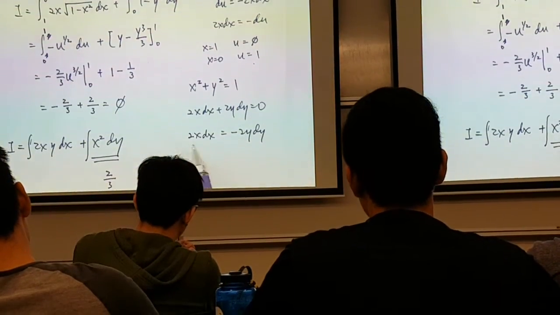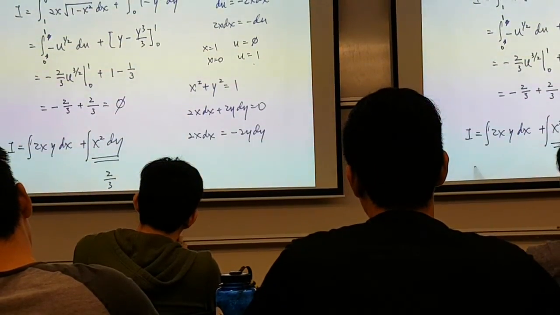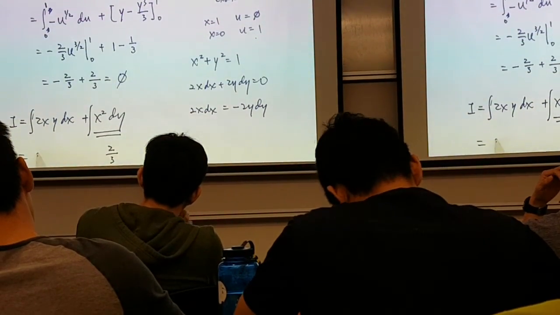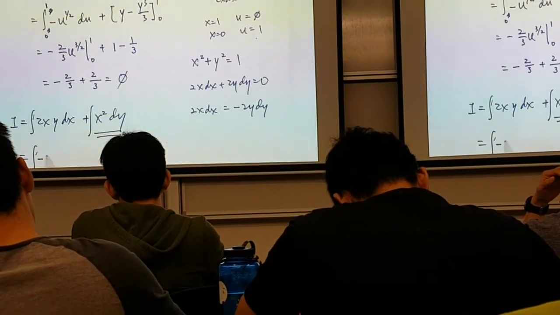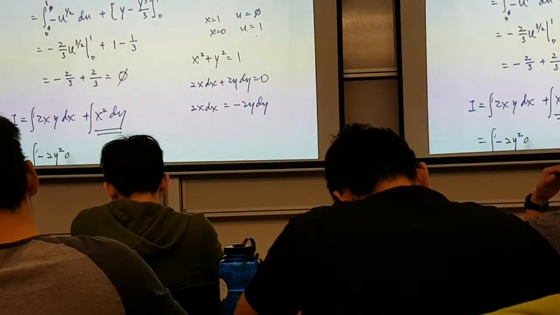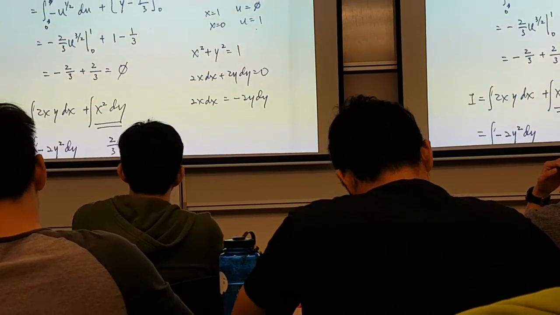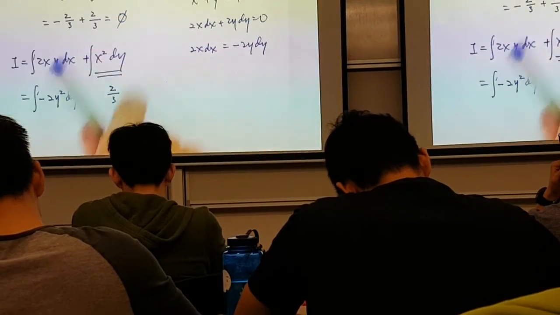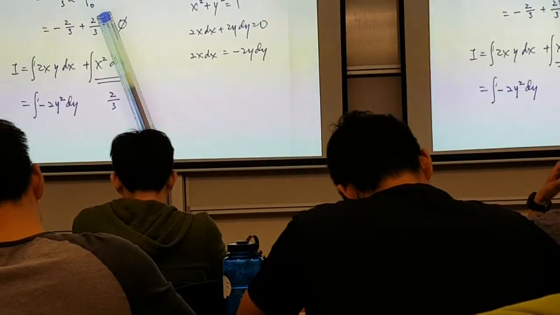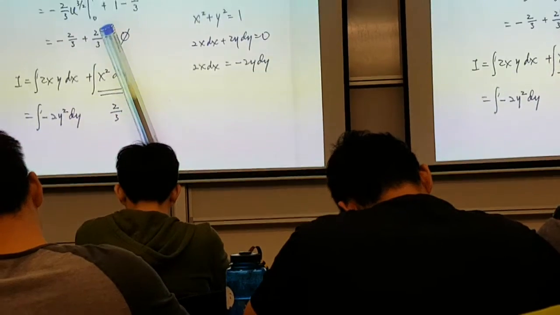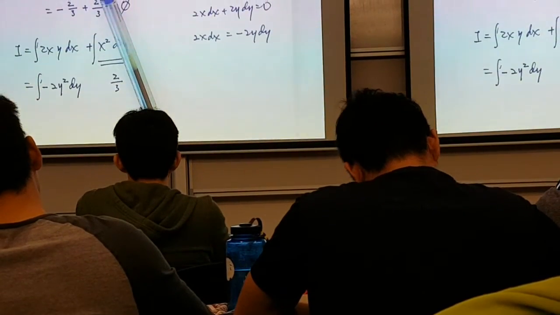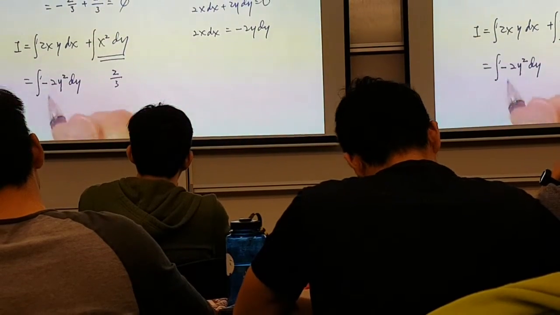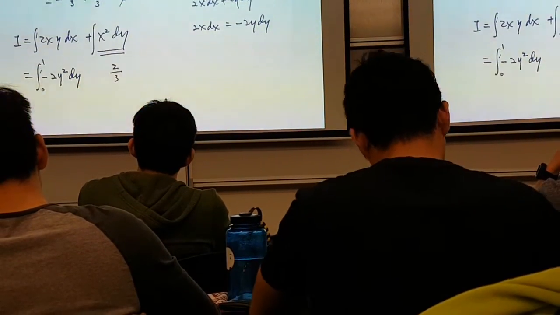So by substituting 2x dx with minus 2y dy, you ended up with minus 2y squared dy. Now you are changing the whole thing from an integration with respect to x to an integration with respect to y. So you need to actually change the limit, because why? The limit is actually starting from 0 and ending at 1.